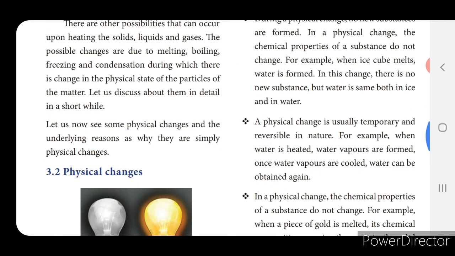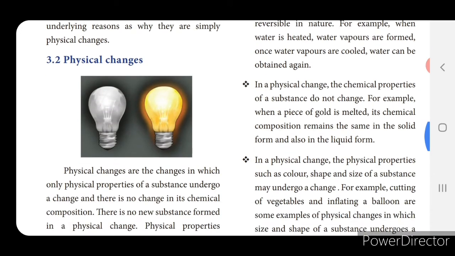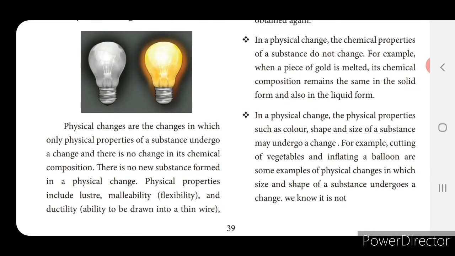Let us now see some physical changes and the underlying reasons, as they are very simple changes. Now we'll see the first change, a physical change, the burning of a lamp. Physical changes are the changes in which only the physical properties of a substance undergo a change and there is no change in its chemical composition. There is no new substance formed either.